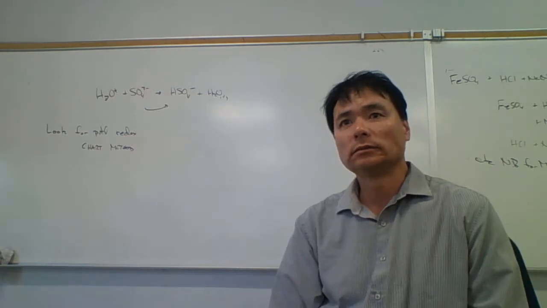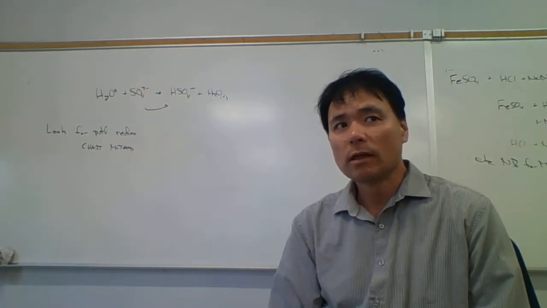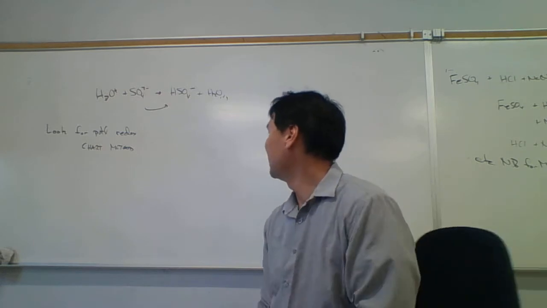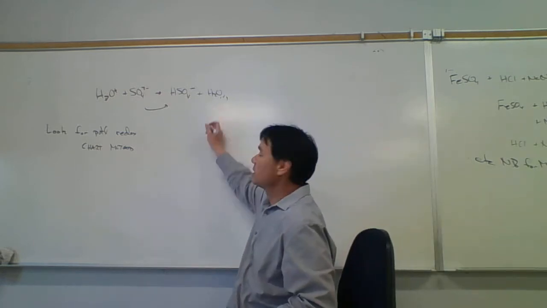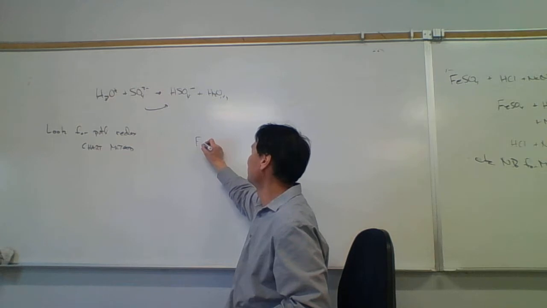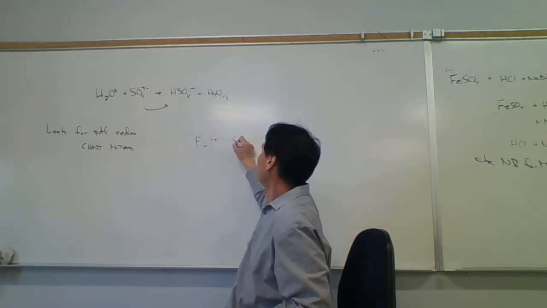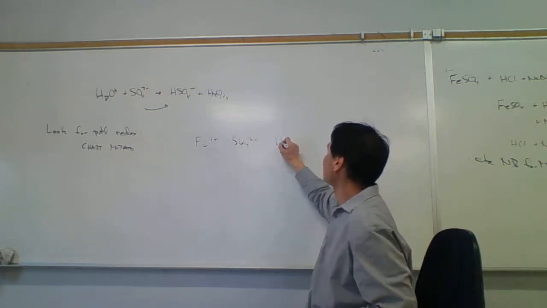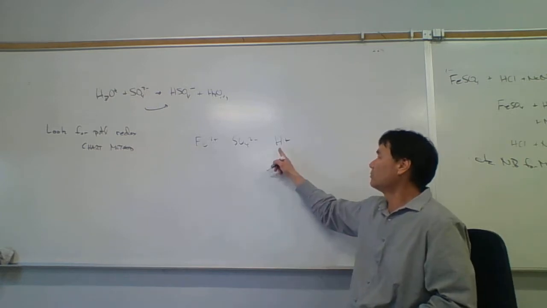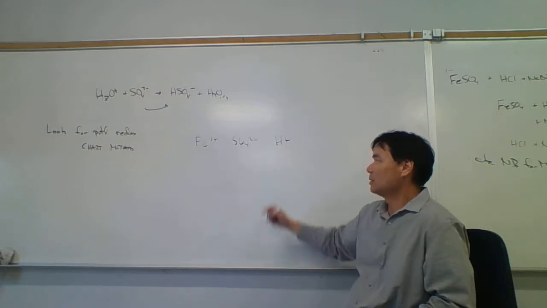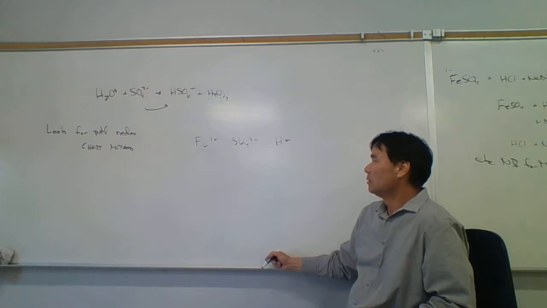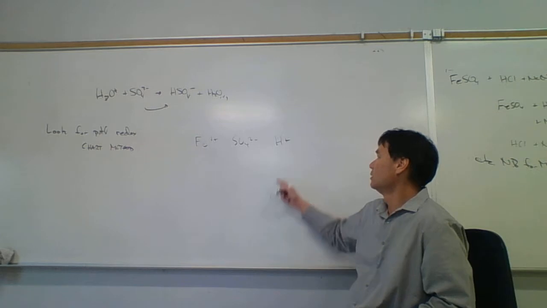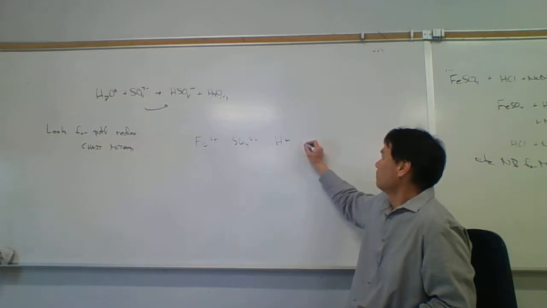Chart method. Inventory. We already inventoried it for the Bronsted, so we'll just rewrite the inventory, using the same one. It's going to be Fe2+, SO4 2-, H+. For redox, I like to write H+ rather than H3O+. H3O+ is more common in Bronsted acid-base reactions, but in redox, we'll leave it as is.